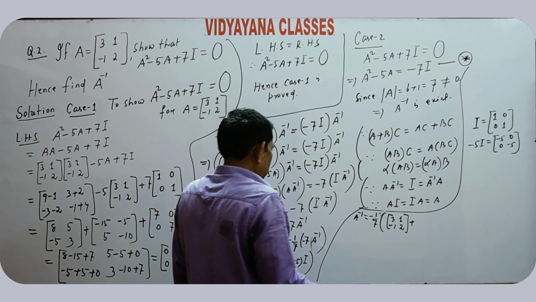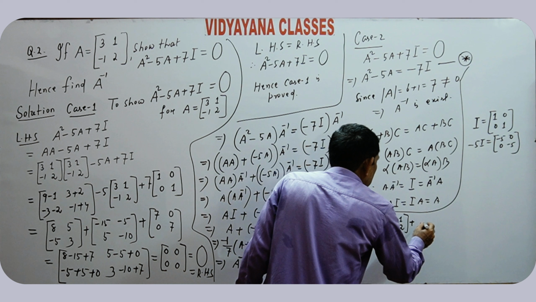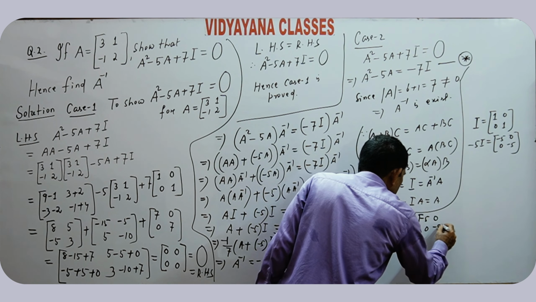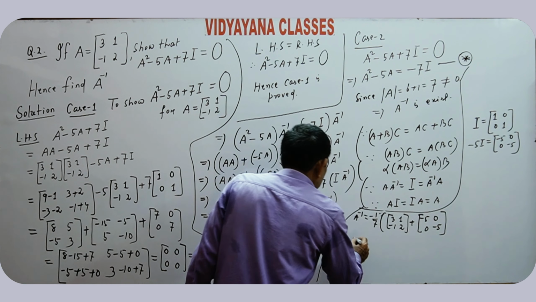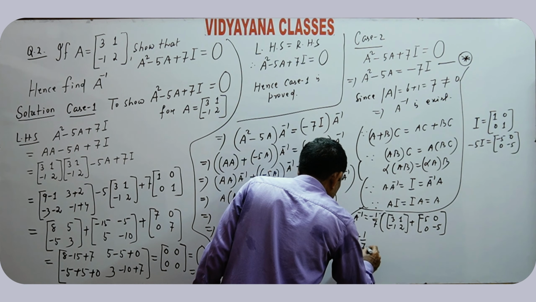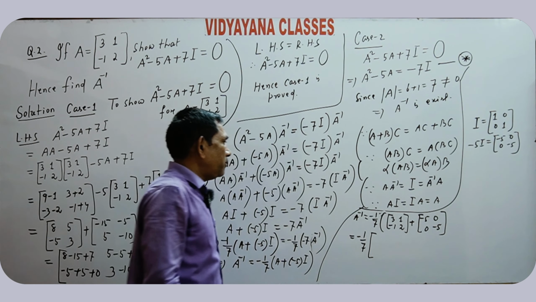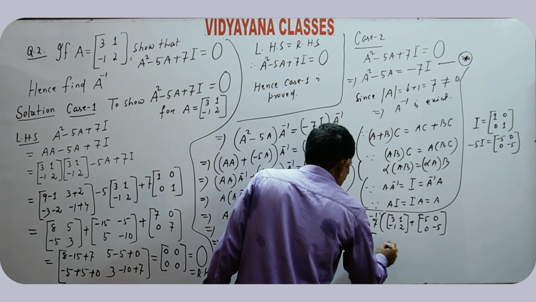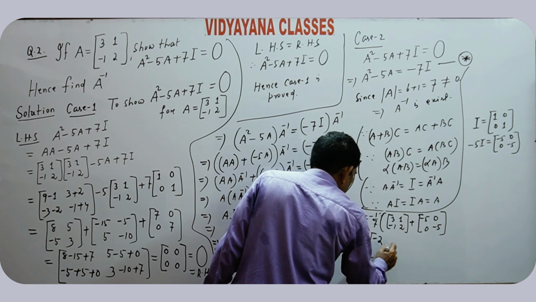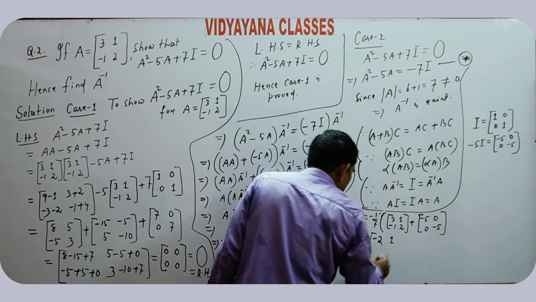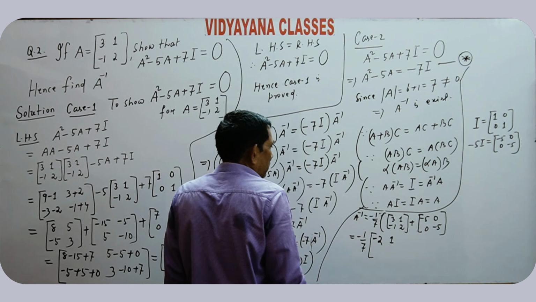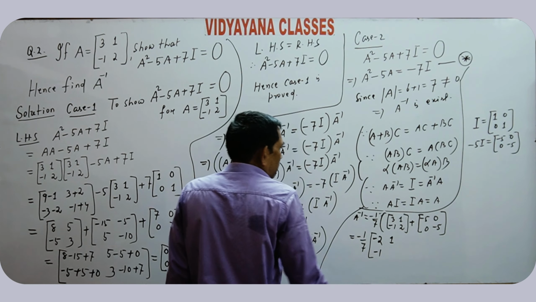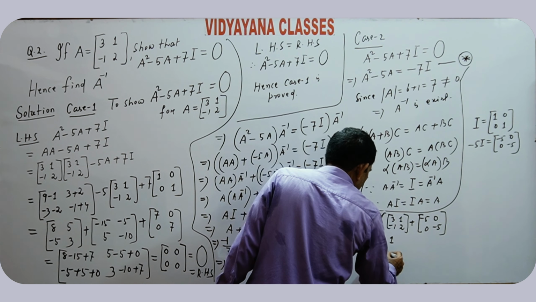Minus 5i. That is minus 5, 0, 0, minus 7, which is same as minus 1 by 7. Addition of matrices is the addition of their corresponding elements. 3 minus 2, minus 5, that is minus 2, 1 plus 0, that is equal to 1, minus 1, 0, that is minus 1, 2 minus 5, that is minus 3.